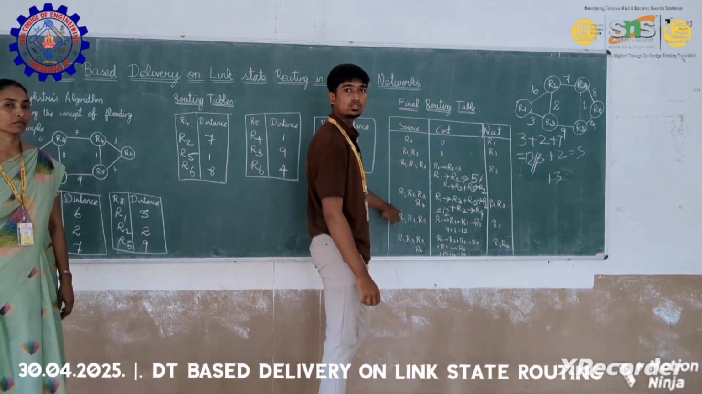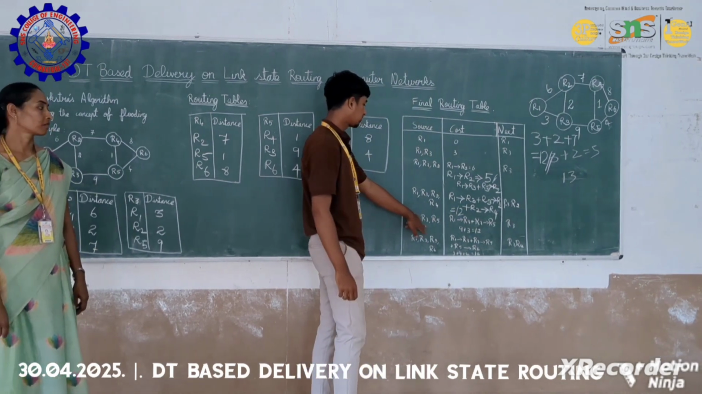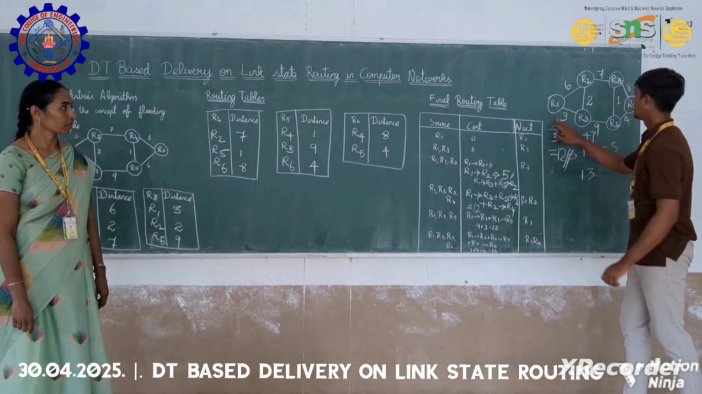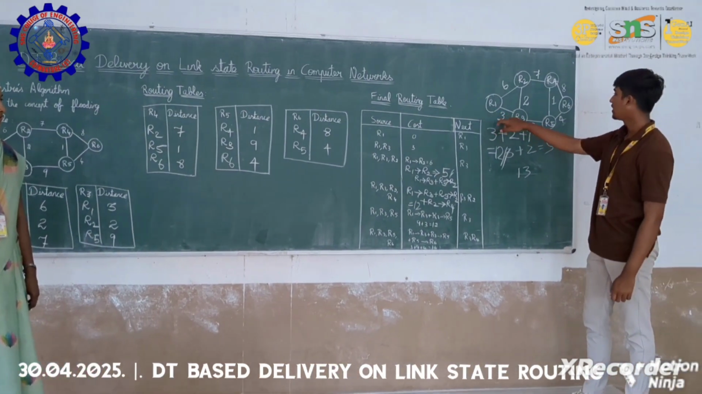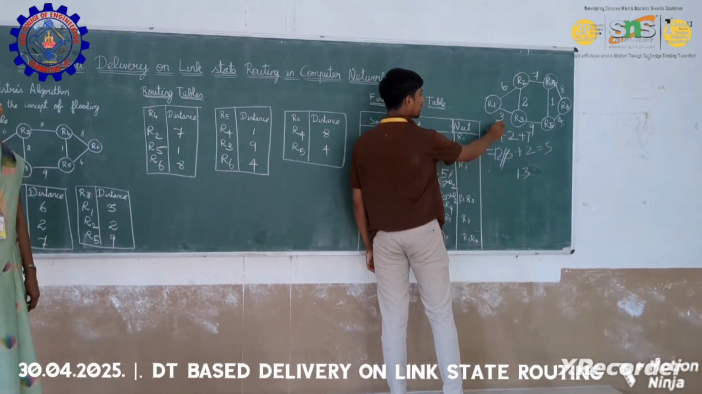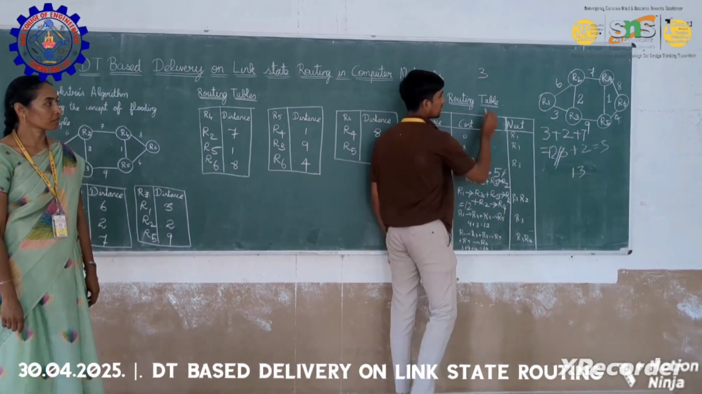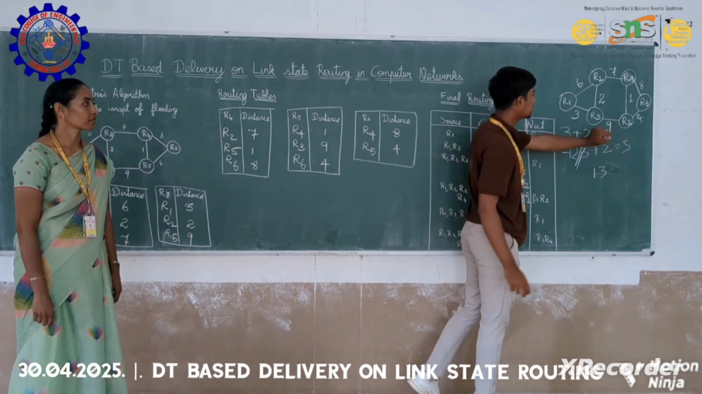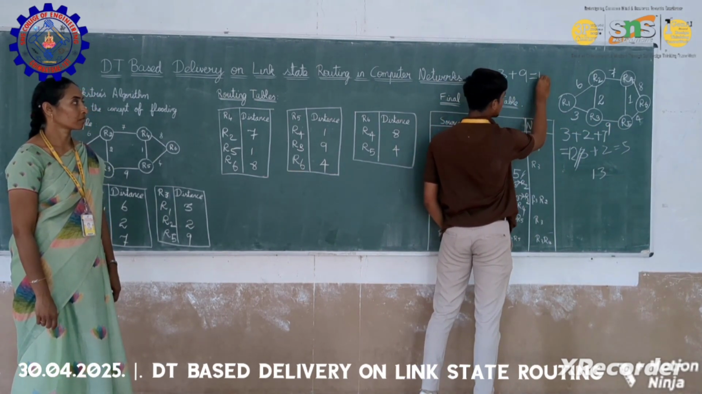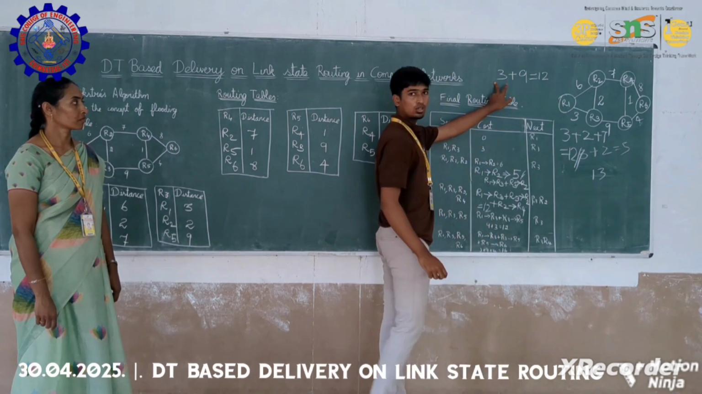Next we are going to find the distance for R5. So we are taking the path as R1, R3 and R5, which gives the distance between R1 and R3 is 3, then the distance between R3 and R5 is 9. This also gives us 12.